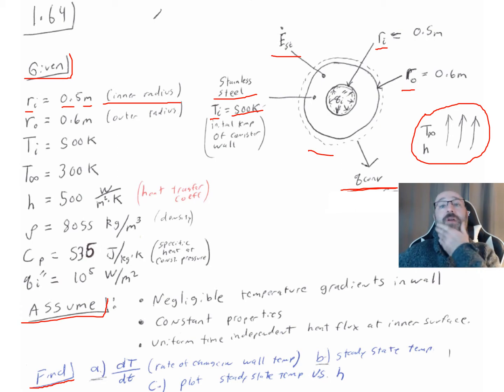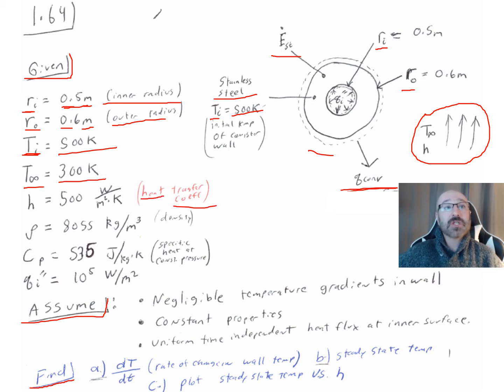So with this diagram here and looking back at our problem statement and initial given figure, we write out all our givens. So we know that our inner radius, r sub i, is equal to 0.5 meters. Our outer radius, r sub o, is equal to 0.6 in units of meters again. Our T sub i, or our canister wall temperature, is 500 K. The temperature of the bath surrounding is 300 K. Our h value, our heat transfer coefficient, is equal to 500, and we have units of watts per meter squared times Kelvin. Our density, rho, is equal to 8,055 in units of kilograms per meter cubed.